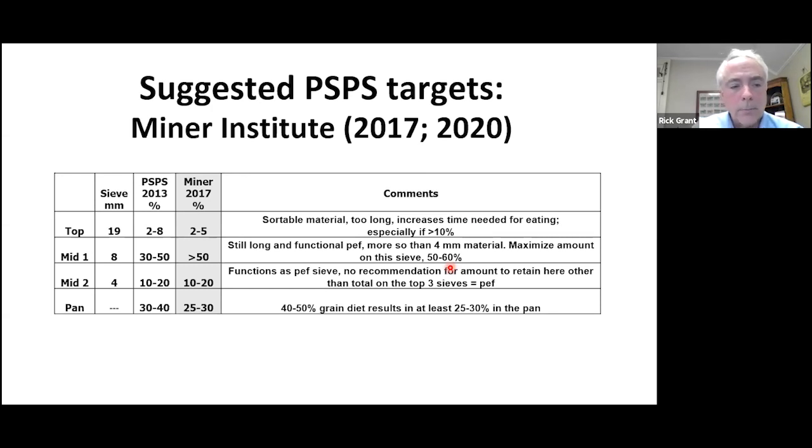In fact, the 4 millimeter screen is the PEF sieve, PEF's benchmark, if you will. So focus on this 8 millimeter pan. And we like to see 50% or more there if you can, because those TMR tend to be the ones which allow the cow to eat within 3 to 5 hours a day, and then she can still ruminate 7 or 8 or 9 hours a day, right? It seems like things work very efficiently with these corn silage-based diets when we're in this range.